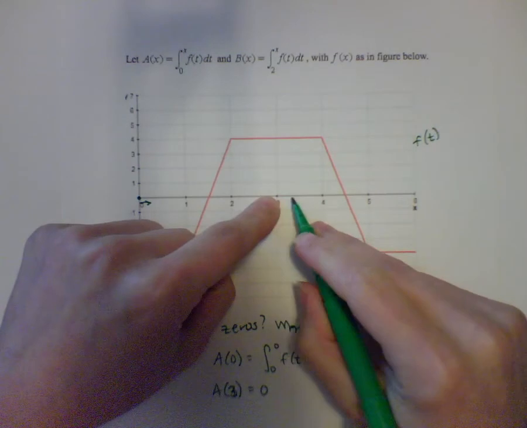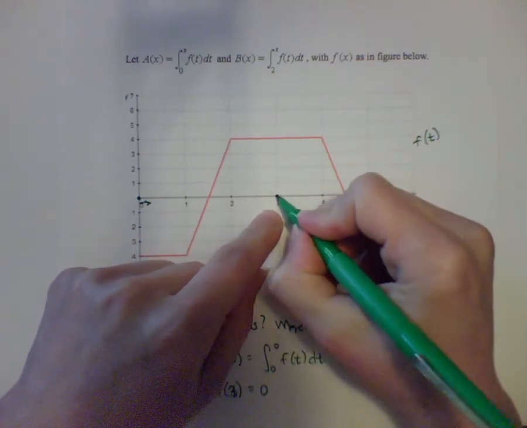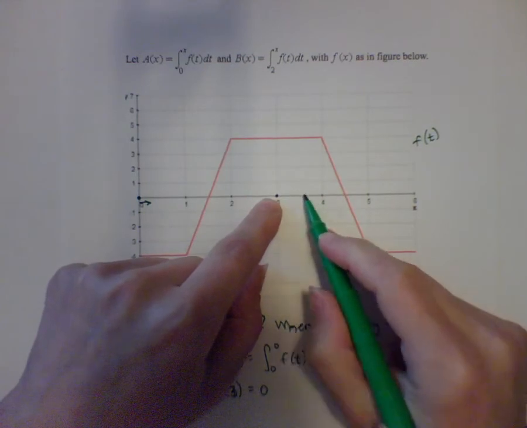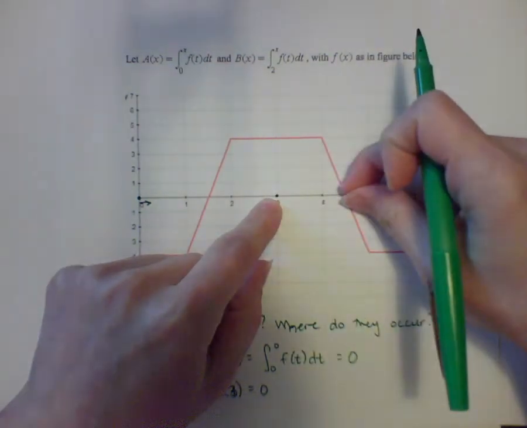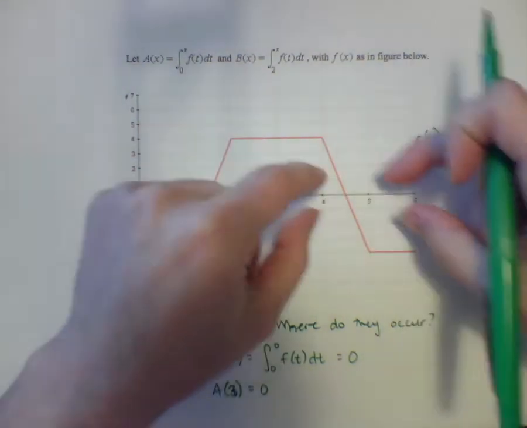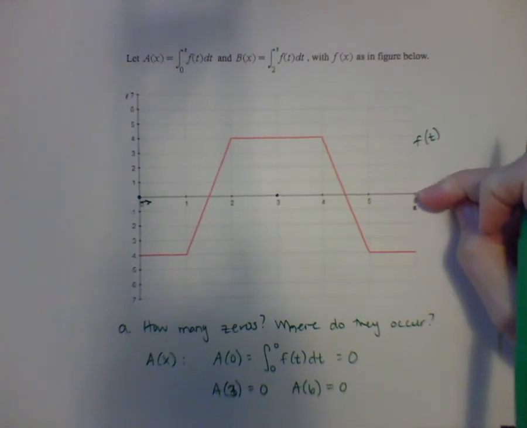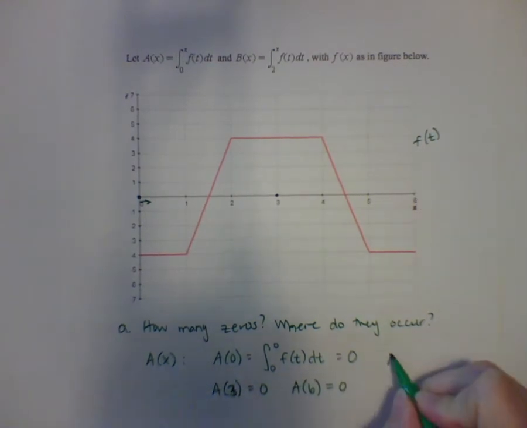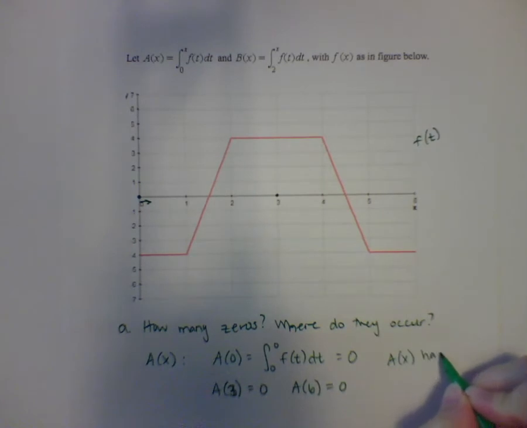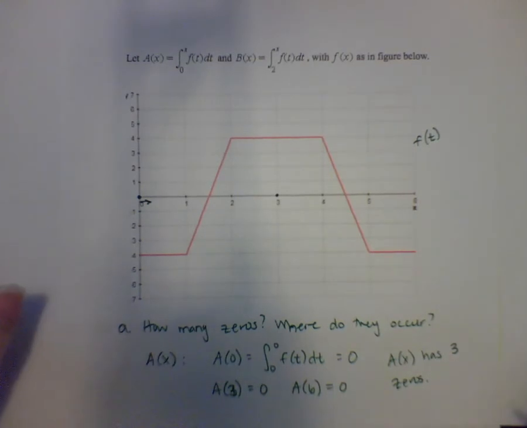Now as I keep going from 3, so I'm at 0 here, the area function would be 0 here. As I continue progressing forward, I'd have this positive area, and then notice that this negative area is going to again take away from this one. So I'm going to have another 0 at 6. Okay, so that means then that a of x has 3 zeros, at least on the interval that I'm seeing here from 0 to 6.